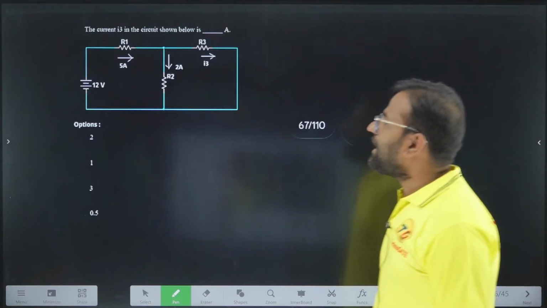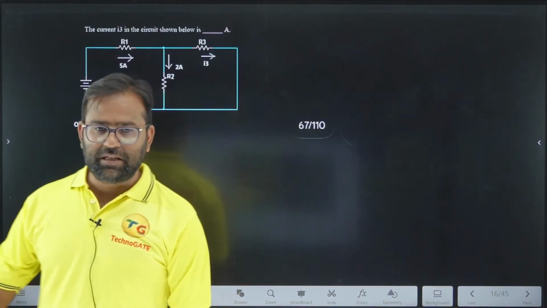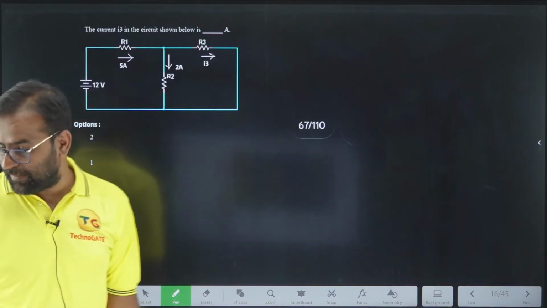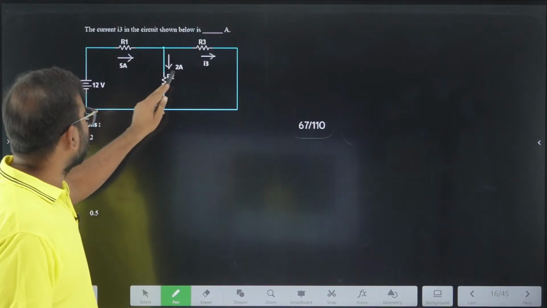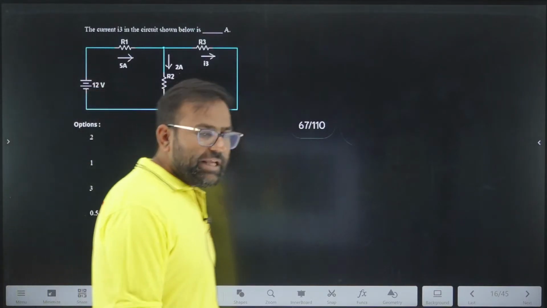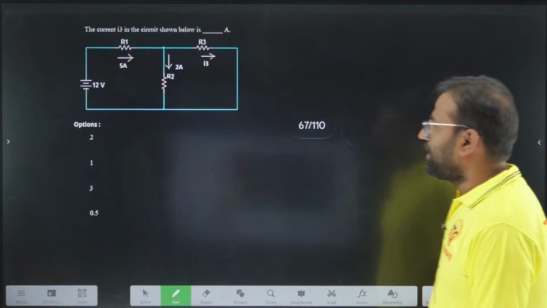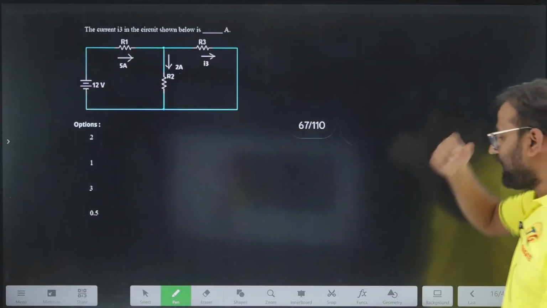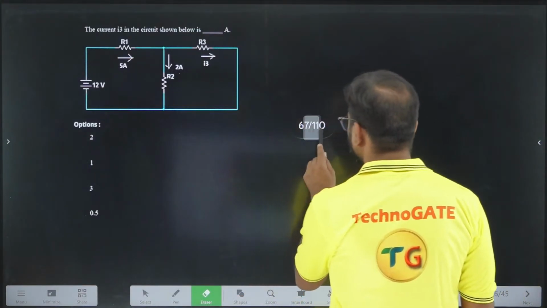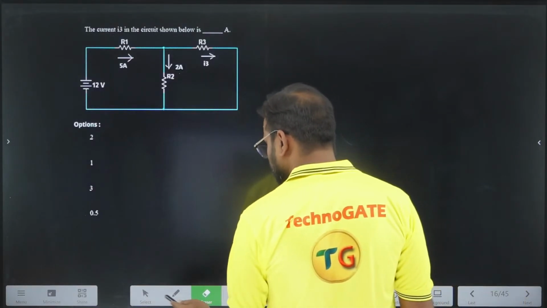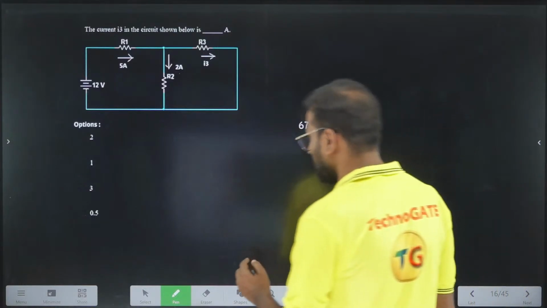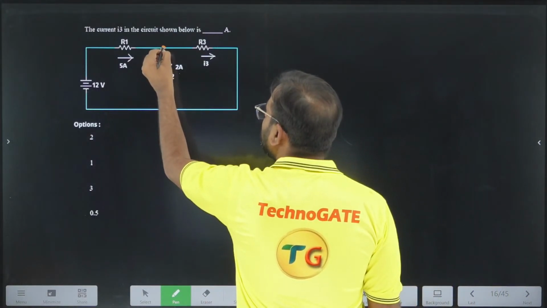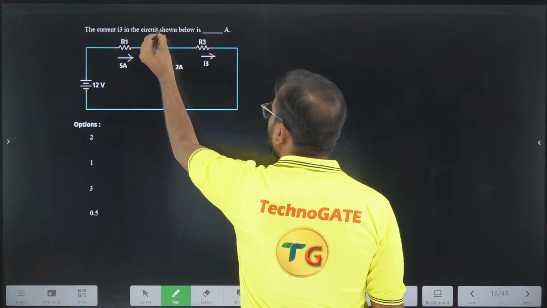Okay, a circuit is given and they are asking for the labeled current I3. This current is I3, this current is 5 ampere, this current is 2 ampere. I can apply Kirchhoff's law here. When you look at this question, just apply it. What does Kirchhoff's law say? It says that the sum of current at a node equals 0. So let me call this node X.